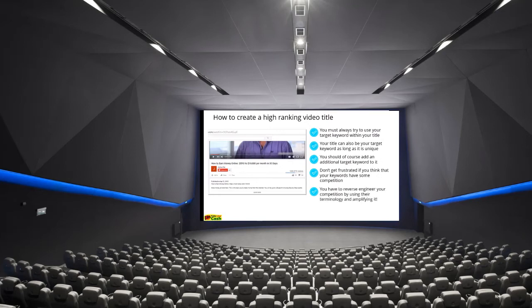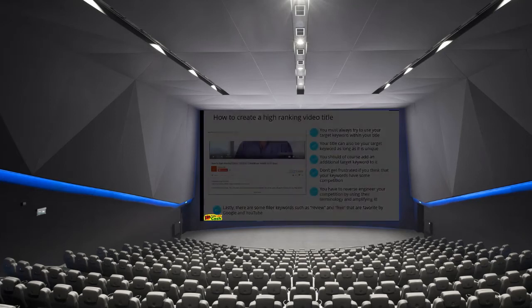You have to reverse engineer your competition by using their terminology and amplifying it. It is a good practice to check the titles that your competition is using by researching your target keyword on YouTube and then applying all the tricks we're giving you. Lastly, there are some filler keywords such as review and free that are favored by Google and YouTube and that will help you to rank higher. Of course, make sure that those filler keywords make sense for your offer, or you can get in trouble. Stay tuned for our next video and learn how to use descriptions to go even higher.